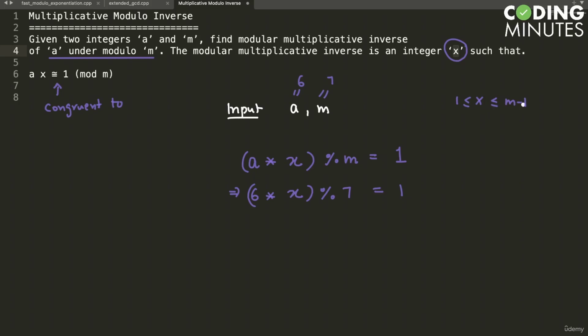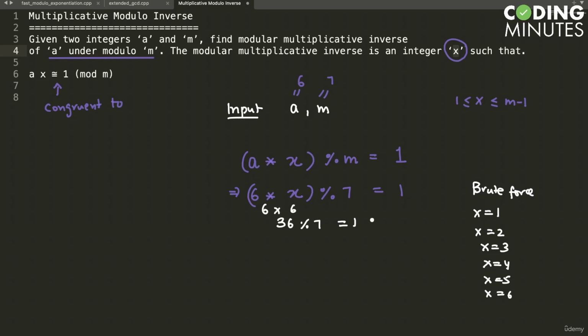Right now we do not know any algorithm to find out this value. So we can try a brute force solution. We put the value of x as 1. 6 into 1 mod 7 is not 1. So we try the next value. 6 into 2 is 12, mod 7 is not 1. 6 into 3 is 18, mod 7 is not 1. Let's make it 4. 24 mod 7 is not 1. Make it 5. 30 mod 7 is not 1. Make it 6. So 6 into 6 is 36, and 36 mod 7 is actually 1. So we can say yes, the value of x should be 6.